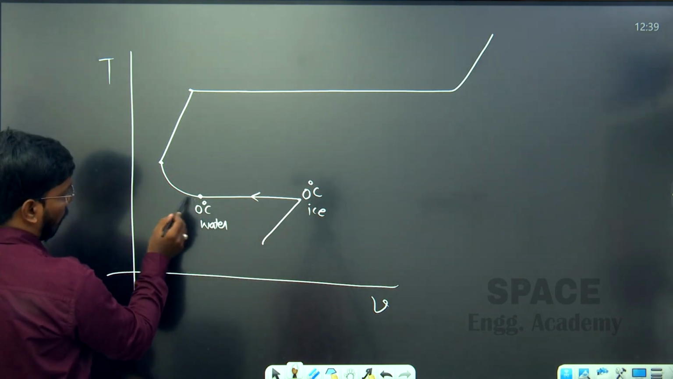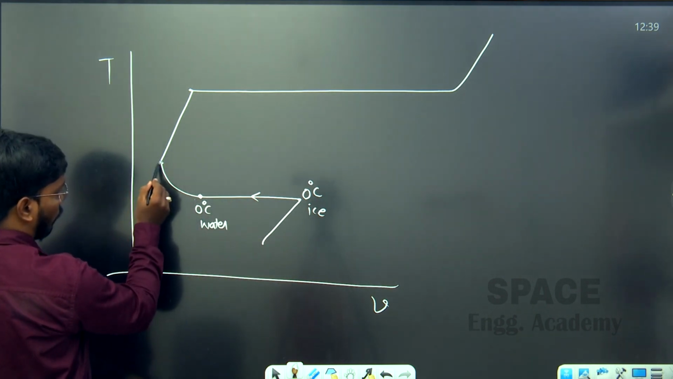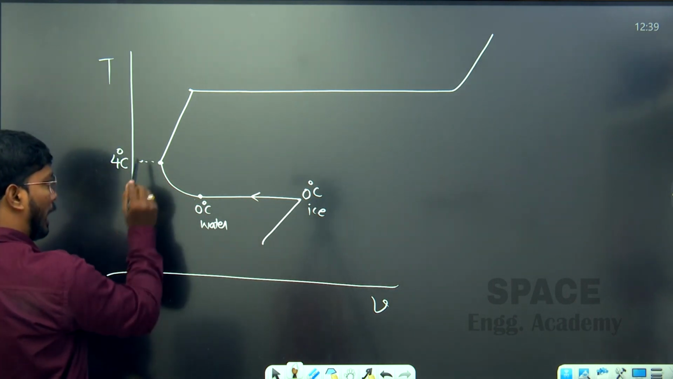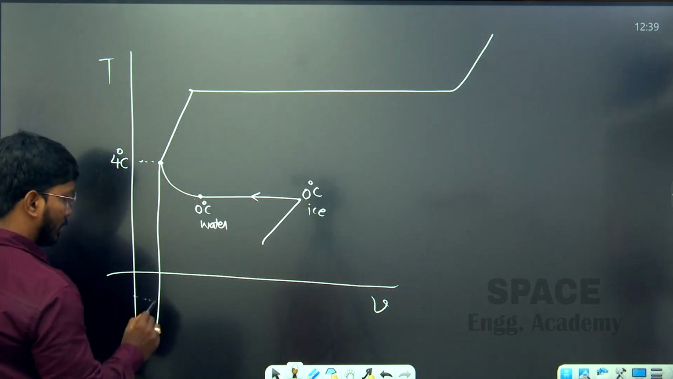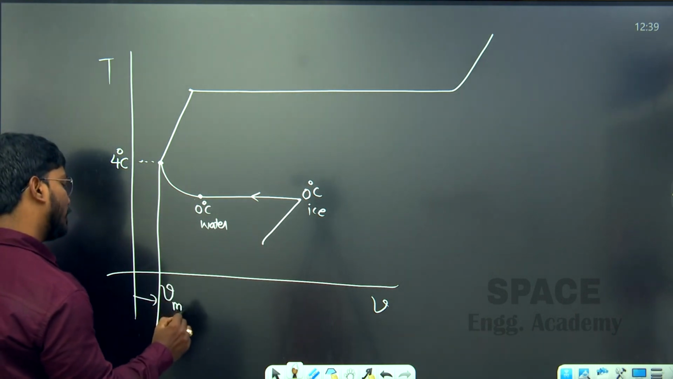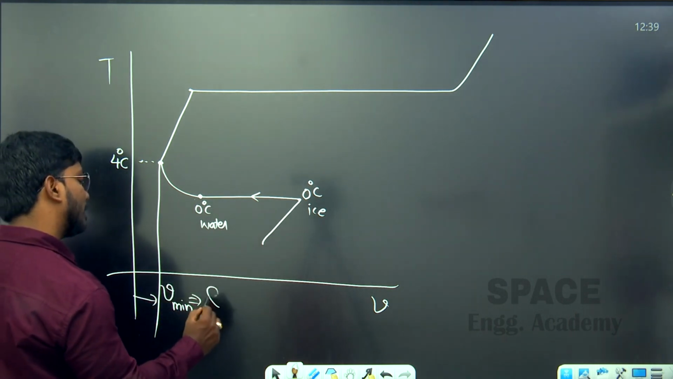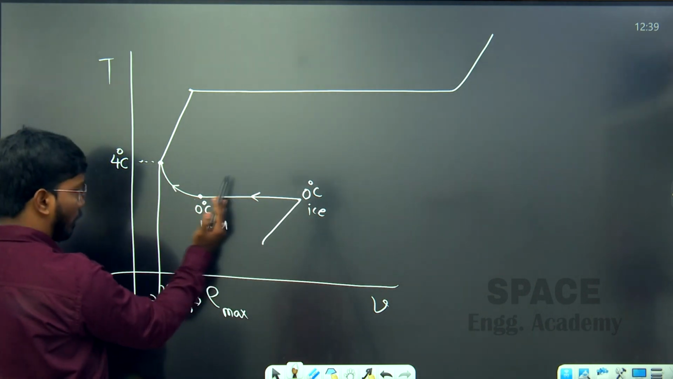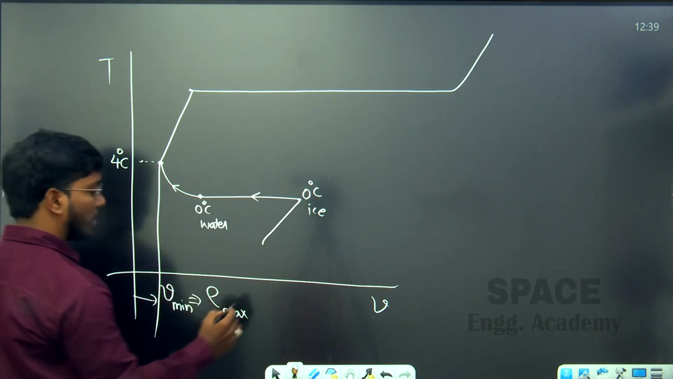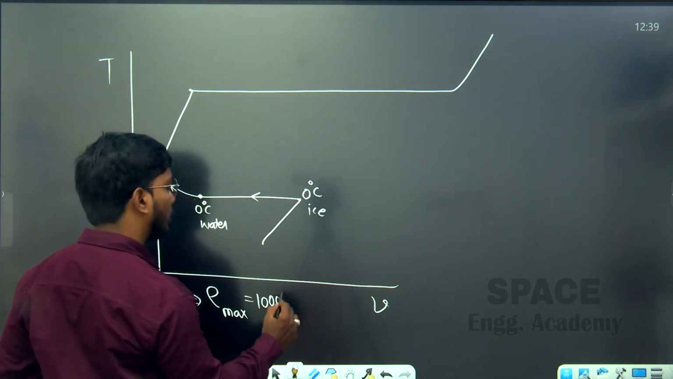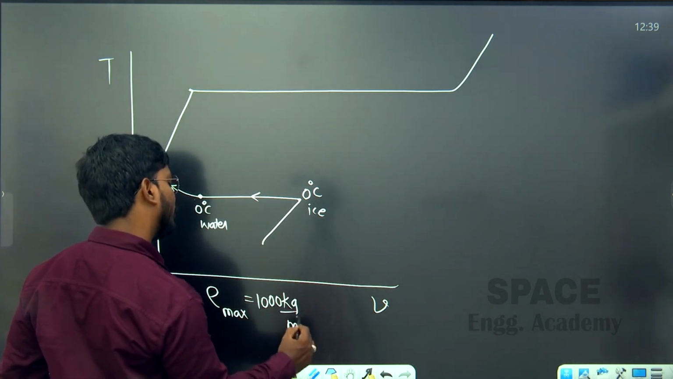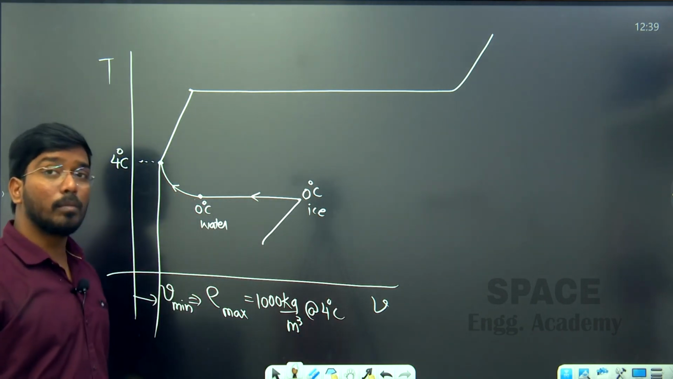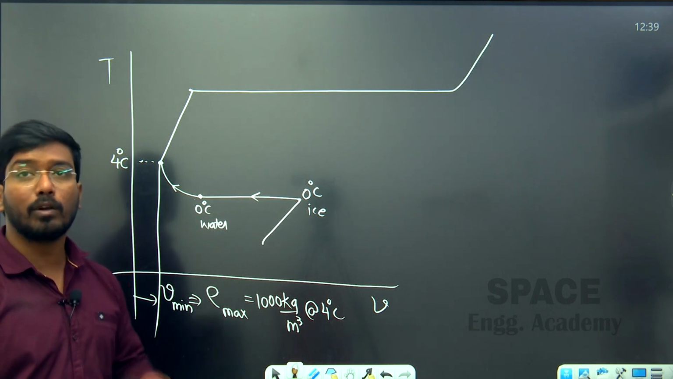Then temperature 1 degree, 2 degree, 3 degree, 4 degree, up to 4 degrees Celsius. You can see this is 4 degrees Celsius temperature. At 4 degrees Celsius, specific volume is minimum, that indicates density is maximum. Contraction, 4 degrees Celsius, density is maximum, that is 1000 kg per meter cube. At what temperature is it happening? 4 degrees Celsius. That's why all other materials' density values also we are taking at what temperature?